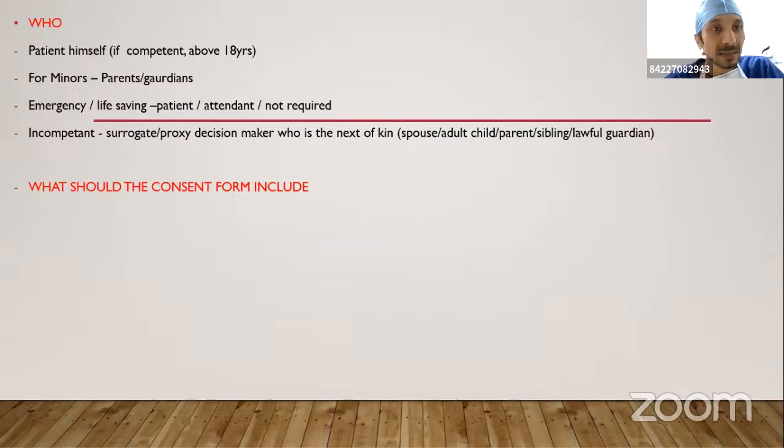Who can give a consent? Ideally, the patient himself should give the consent if he or she is above 18 years of age. For minors, we can get consent from their parents or their guardians. In case of an emergency, if the patient is in a condition to give the consent, then it's well and good. Otherwise, the patient's attendant can give the consent, or if the patient is alone, then we can go ahead with the surgery without the consent. In case of an incompetent patient, the relatives of the patient can give the consent.